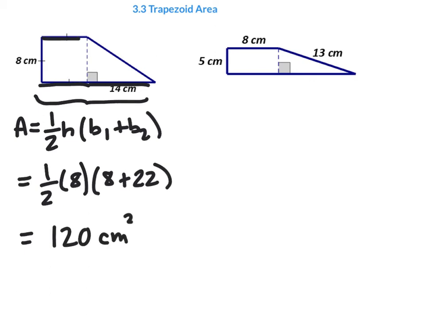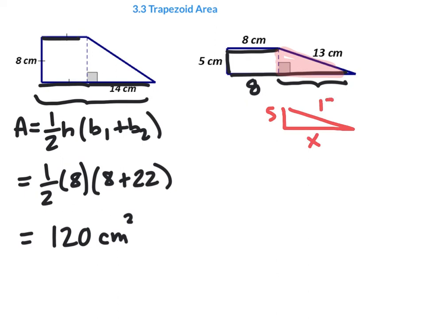Very simple. Now, in this next one, I have my height. I see it. I have one of my bases. I'm missing this bottom base, but I know this is 8, and I'm missing this part right here, which is unknown, but you recognize that, don't you, as a Pythagorean relationship? A 5, an unknown amount, and a 13. You do the Pythagorean theorem and you're going to get 12.